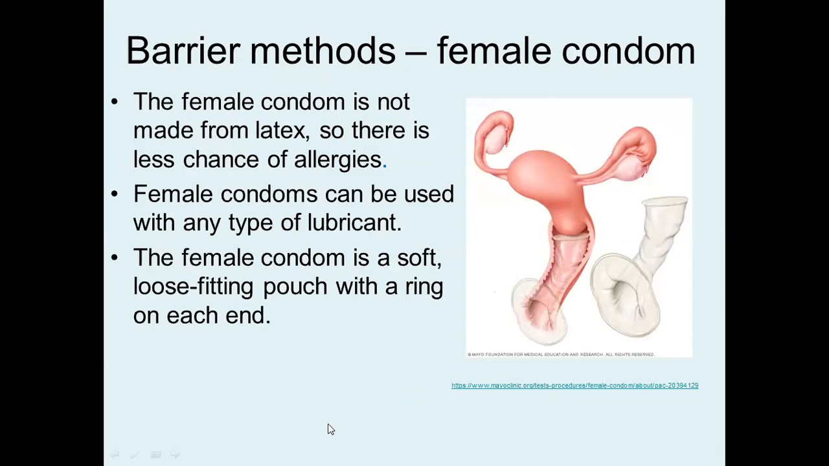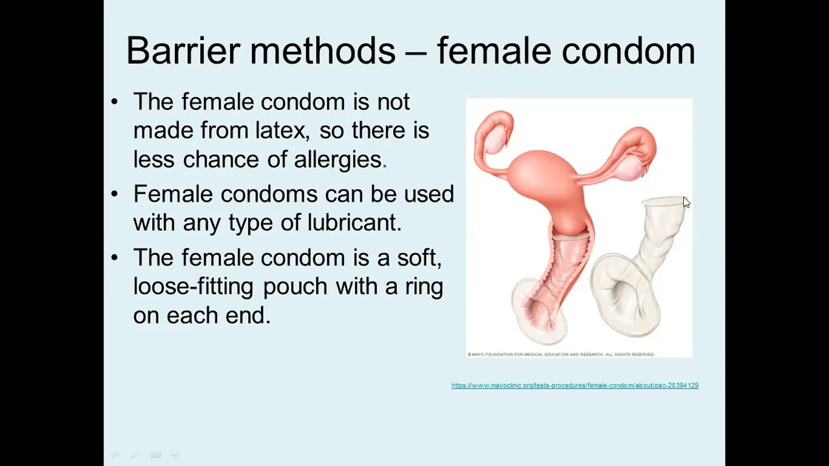Second kind of barrier method, a female condom. A female condom is not made from latex, so there's less chance of allergies. Female condoms can be used with any type of lubricant, oil-based or water-based. The female condom is a soft, loose-fitting pouch with a ring at each end. If you look at this illustration of a female condom here, it's much bigger than a male condom, and there's a loose ring on the inside.